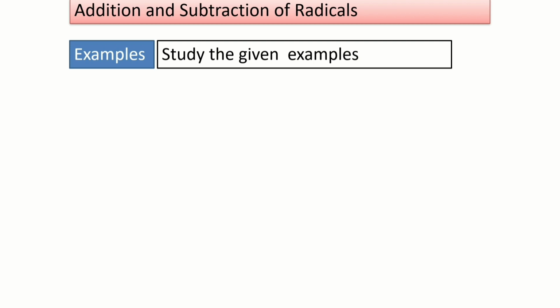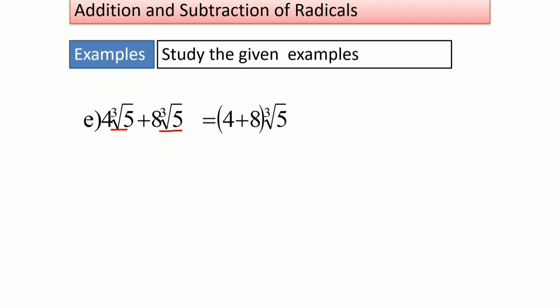Let's proceed with the last 3 examples. Let's say we're going to add 4 cube root of 5 plus 8 cube root of 5. So again, we're going to factor out cube root of 5 since they are similar radicals. We now have 4 plus 8 times cube root of 5. What is the sum of 4 and 8? That is 12 cube root of 5.